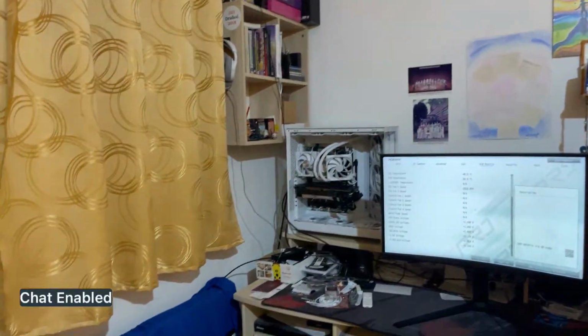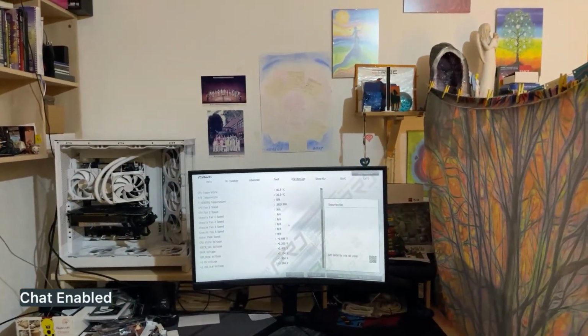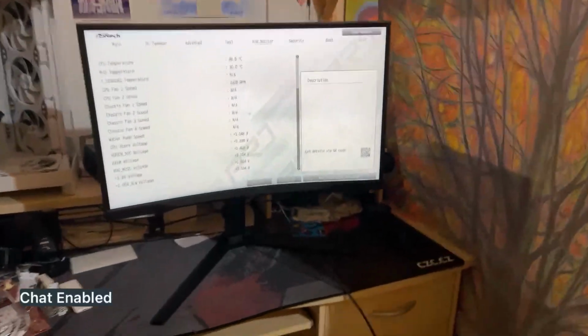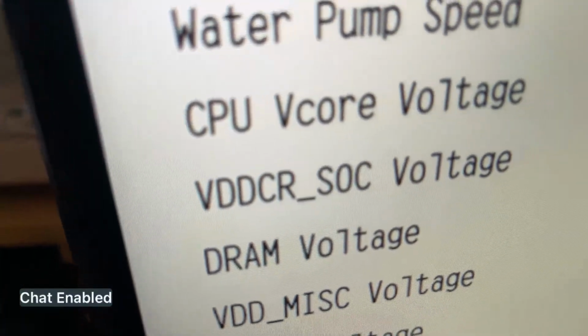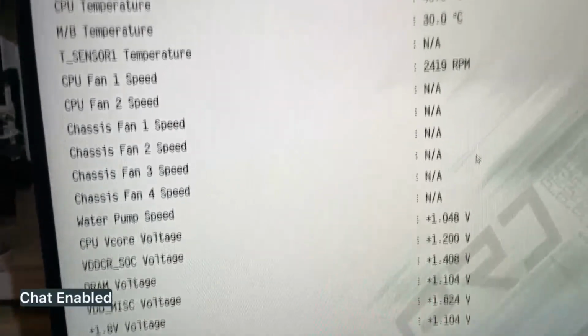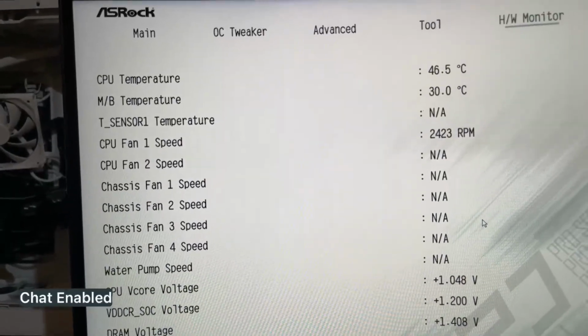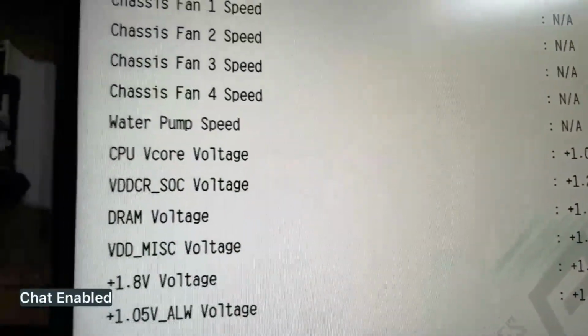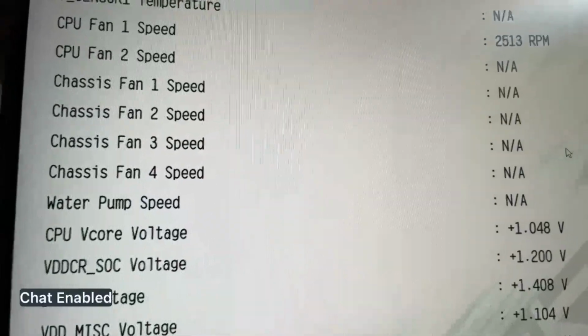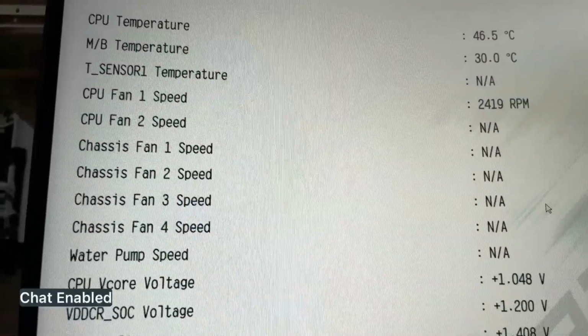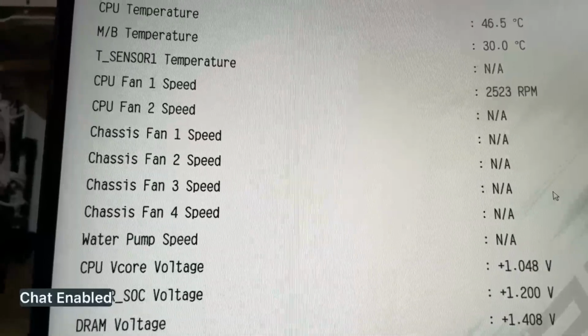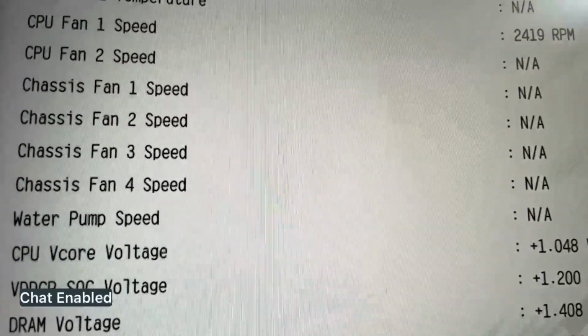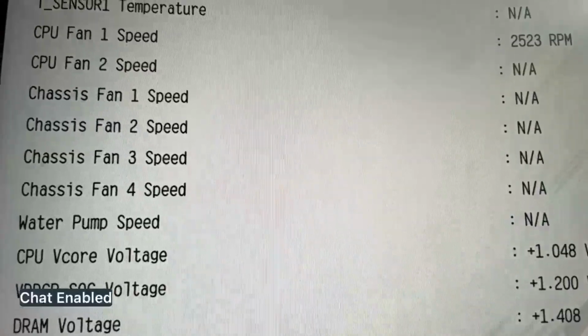I wonder, what did ASRock put for the VDDR SOC voltage? 1.2. Not bad. VDDR SOC voltage is 1.2, which is pretty fine. DRAM voltage is 1.4, that's okay, and the SOC voltage above the DRAM voltage is 1.2, which is perfectly fine. That's cool. No overvoltage.